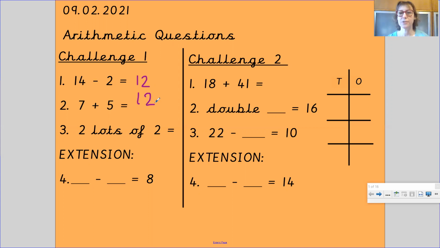Number 3, 2 lots of 2. 1 lot of 2, 2 lots of 2. I have got 1, 2, 3, 4 all together. I could have been counting in twos there, couldn't I? 2, 4. Practice my skill.